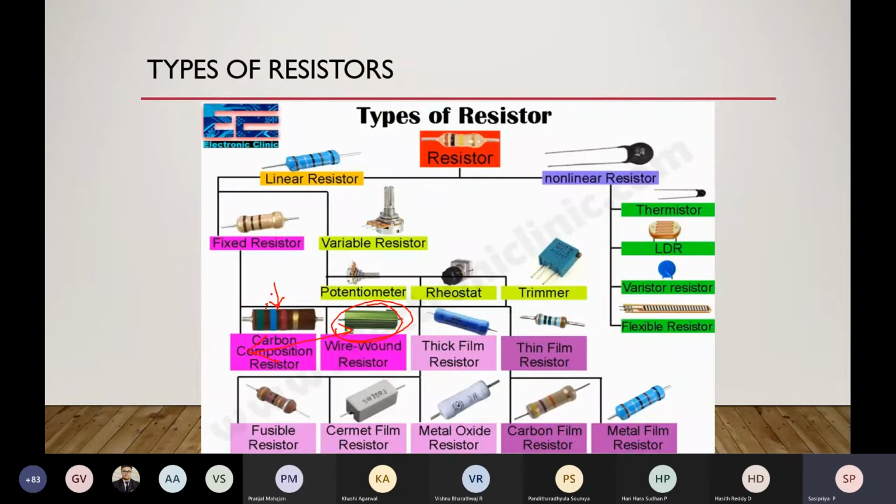The maximum power handling capacity, or the output power handled by these kinds of carbon composition resistors, is a maximum of 2 watts. That is, the maximum current that can be handled by these resistors is very minimal compared to the wire wound resistors. Wire wound resistors can handle current in the range of amps, 2 amps, 4, 5 amps. They will be connecting the motor load.